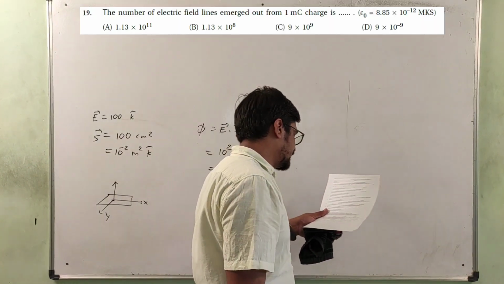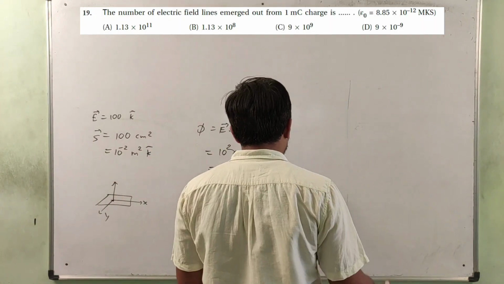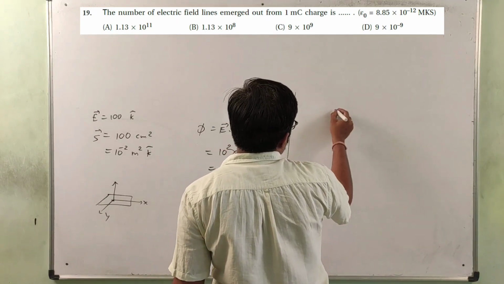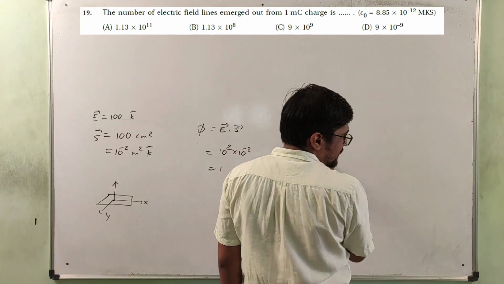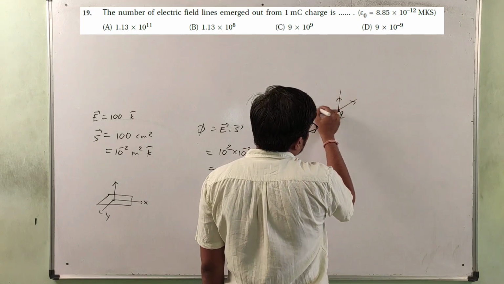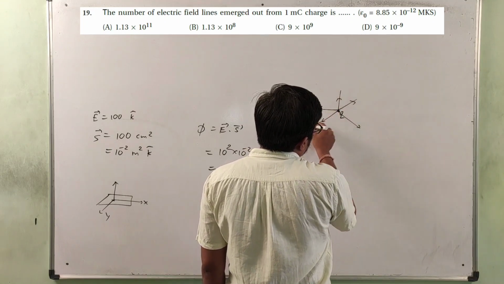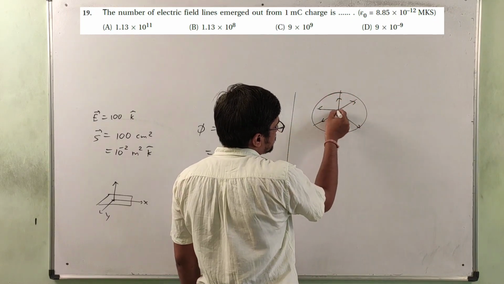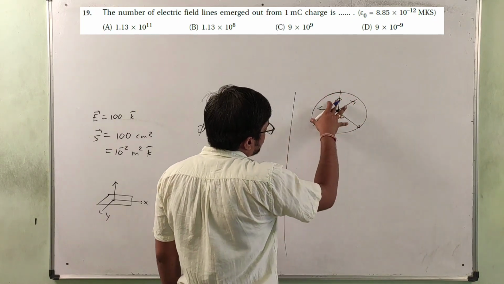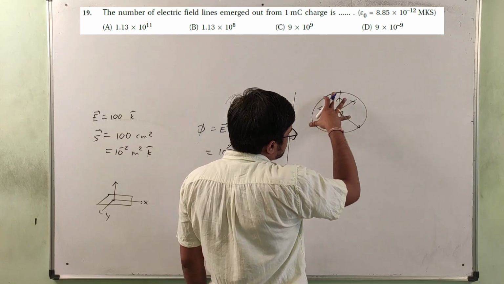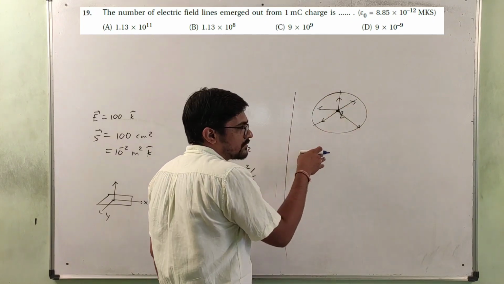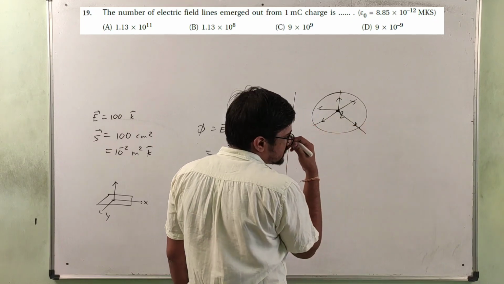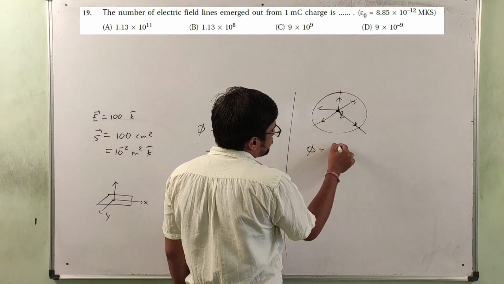Question 19. The number of electric field lines emerging out from the 1 millicoulomb charge is? Suppose this charge q is present, and many field lines are emerging out from this charge. Then consider a closed surface surrounding this charge. The total emerging field lines are passing through this surface. So you should calculate the flux associated with this surface.